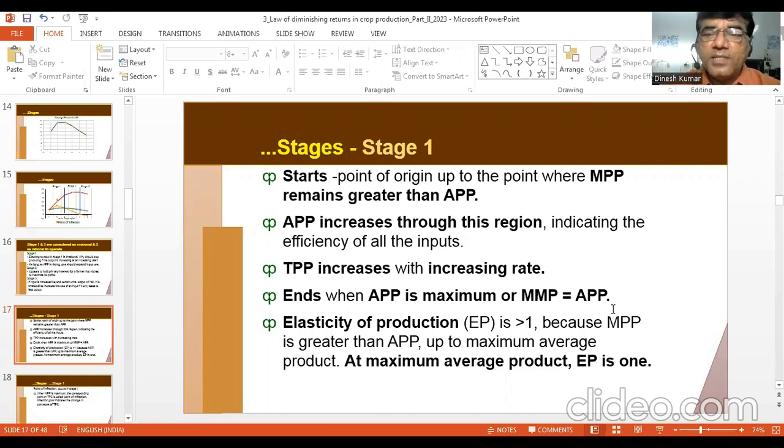And so far as elasticity of production is concerned, I told you, if you make a 1% change in input, how much is the change in output? If it is more than 1, it is beneficial or profitable. So in stage 1, elasticity of production is more than 1 because marginal physical product is greater than average physical product up to the maximum average product. At maximum average product, EP is 1.